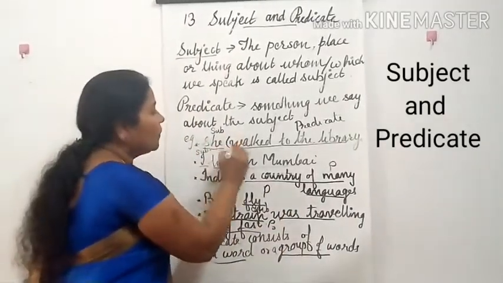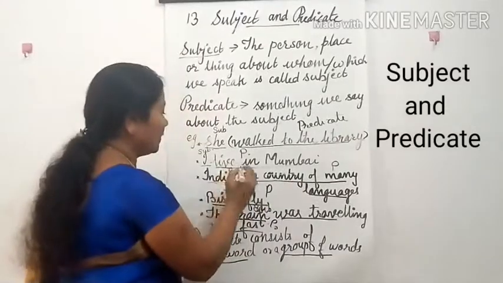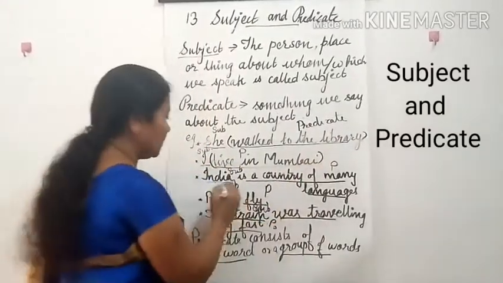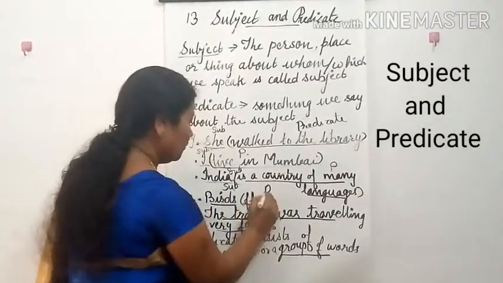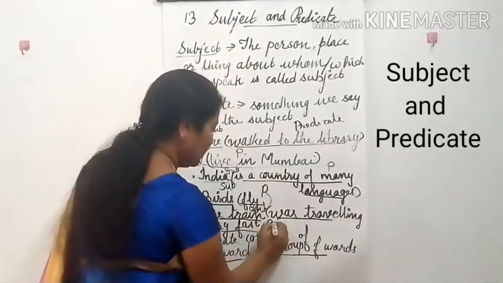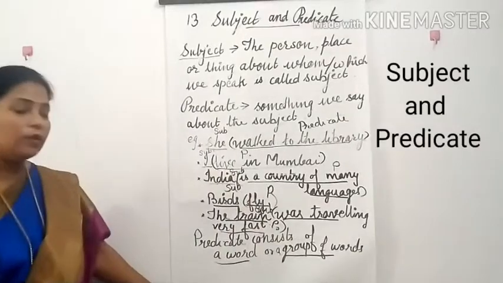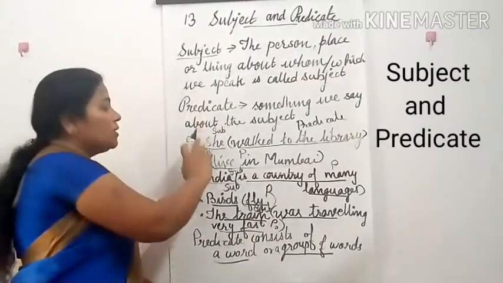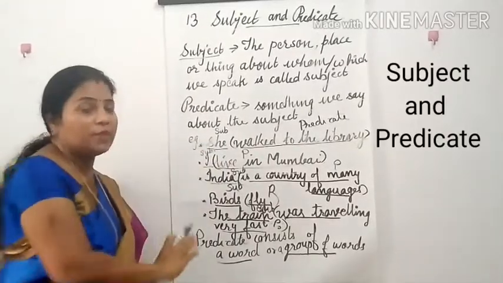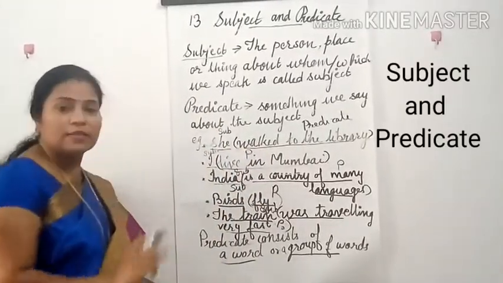Okay, I'll put your predicate in brackets so that it will be easy to understand. Languages, fly, and here we have this one. And thing. So I hope you understood what is subject and what is predicate with these examples.